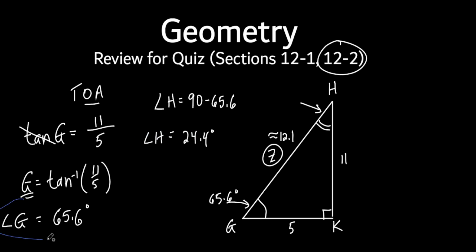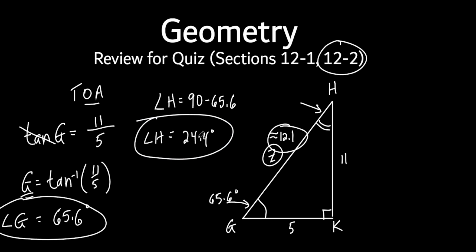All right, so there's the three things. We found side Z, which is 12.1. We found angle G, which is 65.6 degrees. Then we found angle H very easily by getting 24.4 degrees. All right, and that's how we do it.